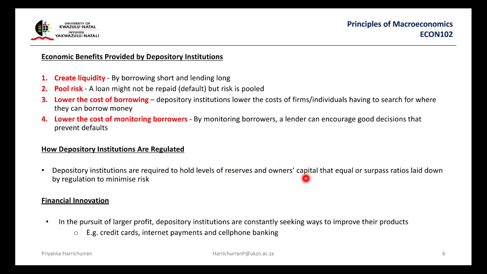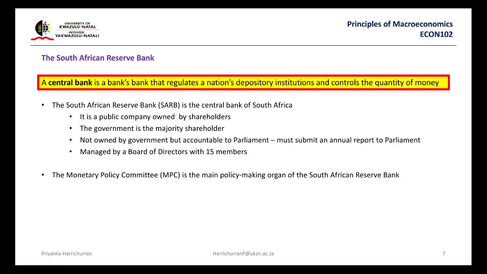How depository institutions are regulated. Banks and all that have to be regulated. They can't do things on their own, right? So depository institutions are required to hold a level of reserve ratio. All these rules, what banks need to do. You may ask, who actually is in charge of this? It's called the South African Reserve Bank, the central bank. The central bank is a bank of banks, meaning all our banks fall under the central bank. The central bank is the most important bank.